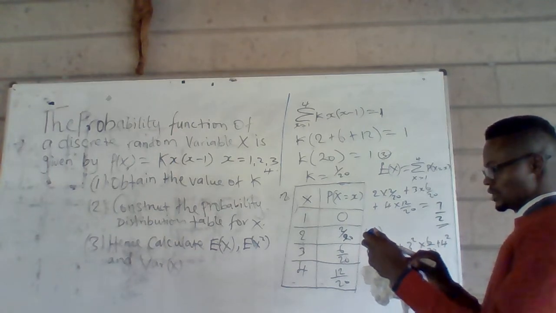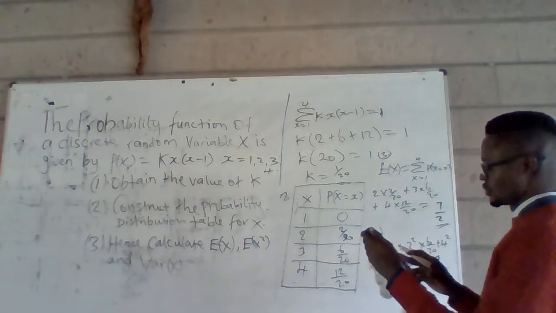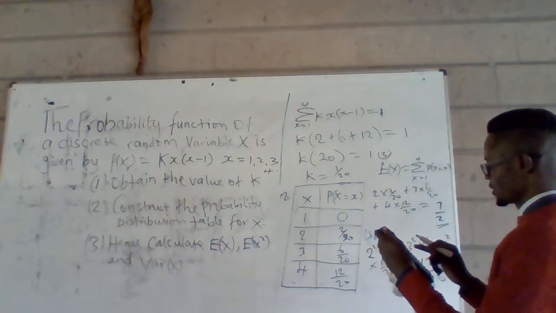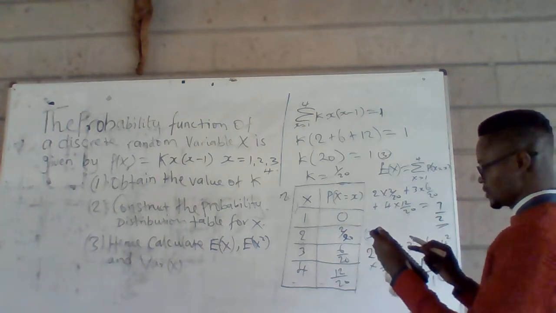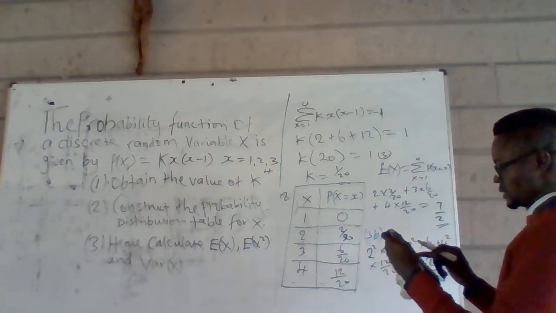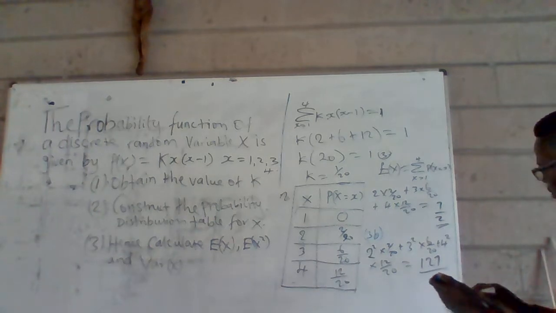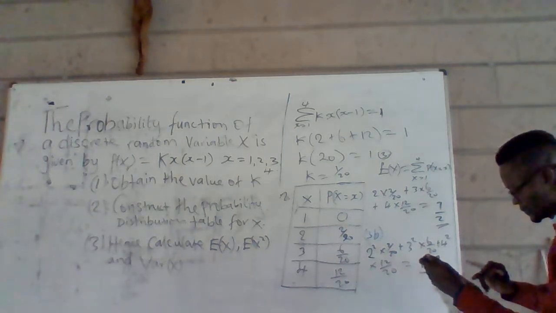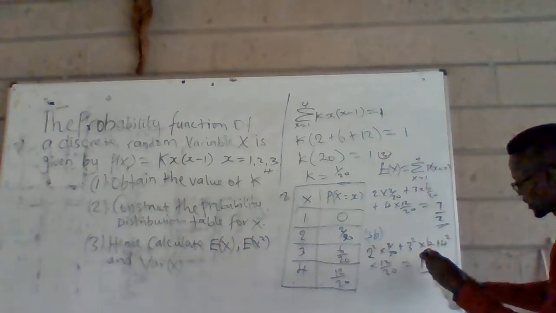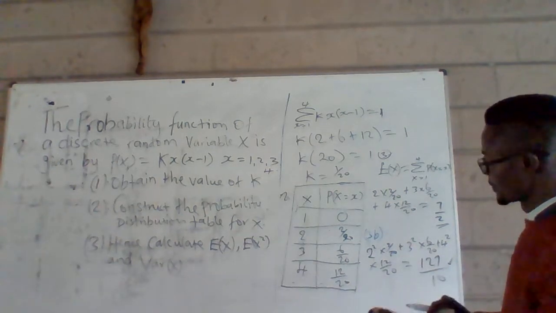For confirmation, let's see. We have 2/20, 3 squared, 6/20, 4 squared, 12/20. So that's what we have. 127 divided by 10 is the answer. So it is correct.